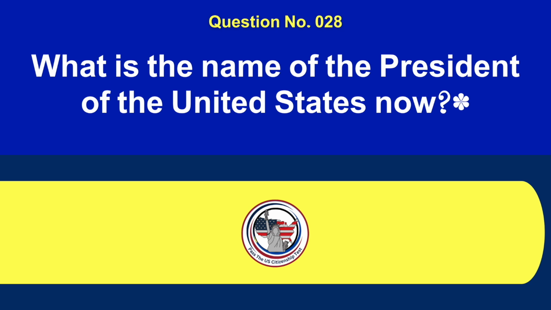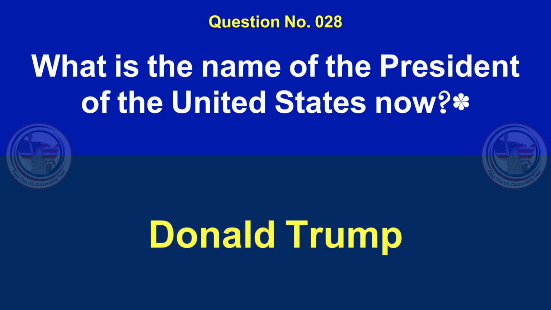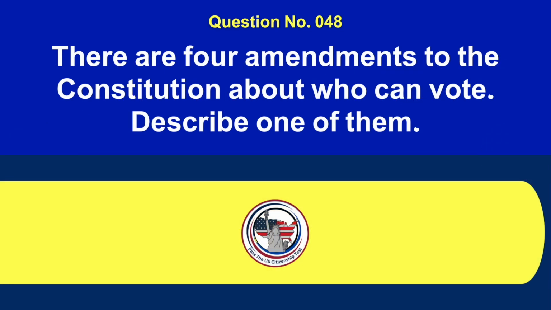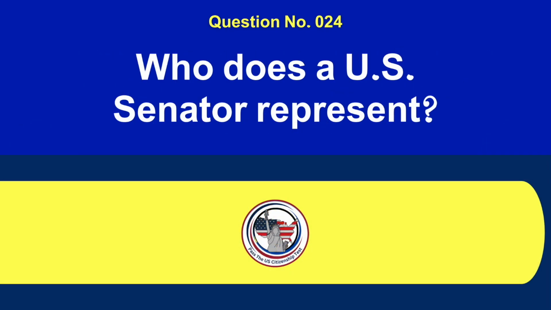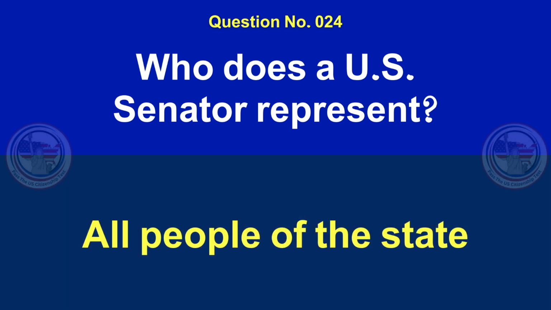What is the name of the President of the United States now? Donald Trump. There are 4 amendments to the Constitution about who can vote. Describe one of them. Citizens 18 and older can vote. Who does a U.S. Senator represent? All people of the state.